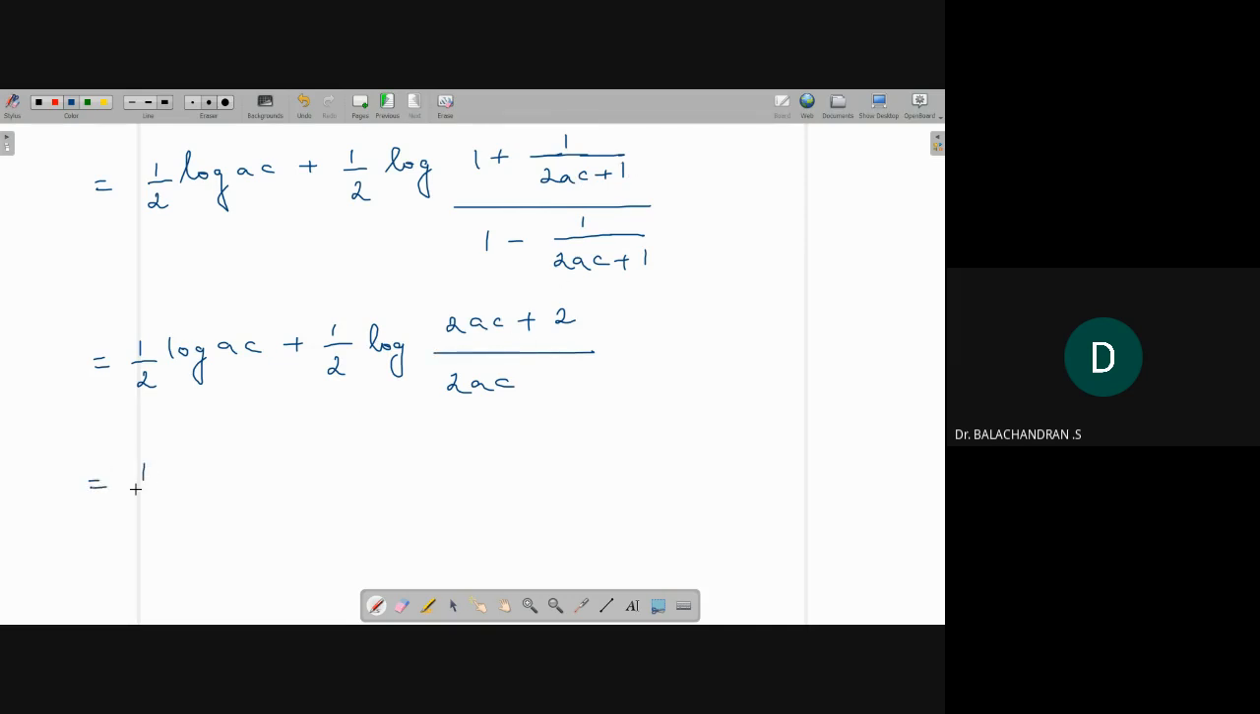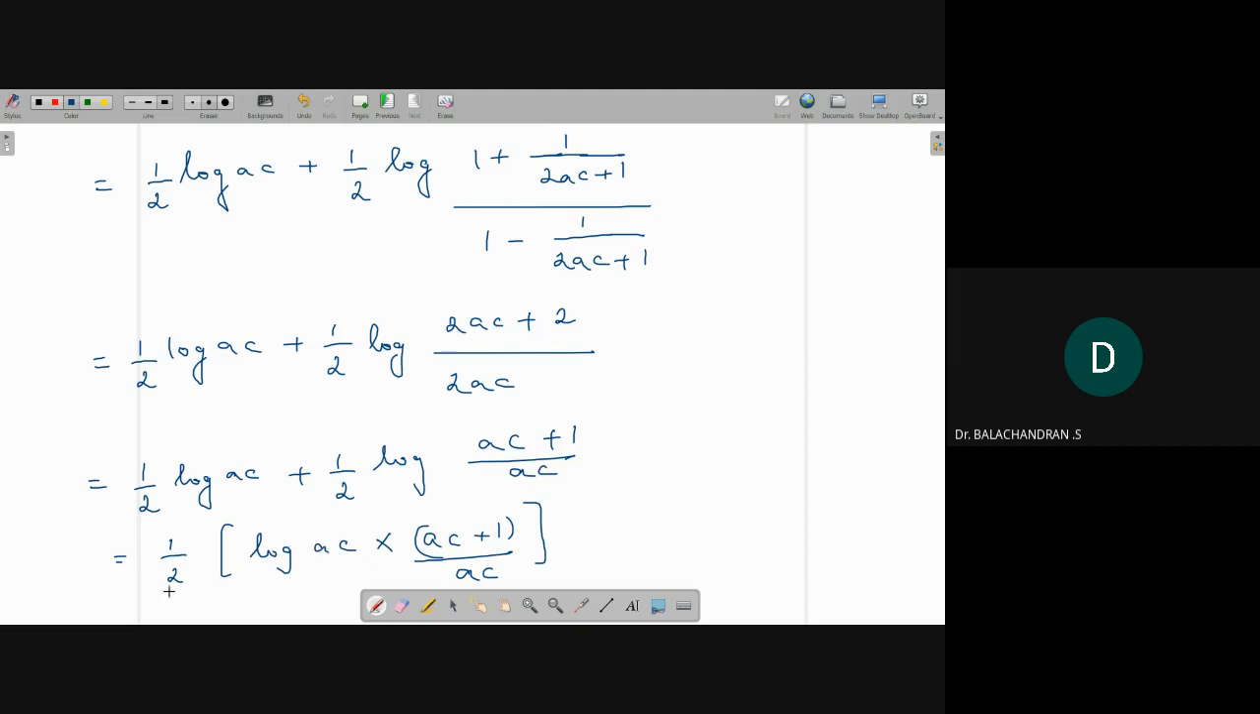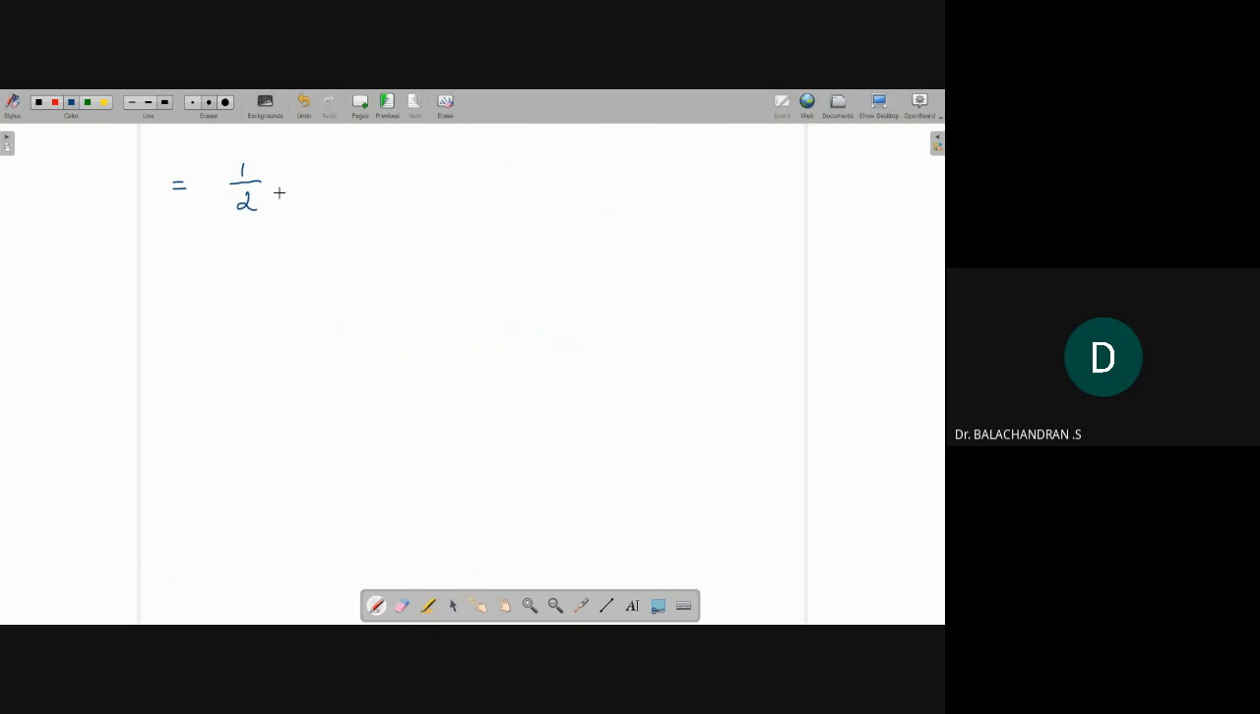So this is equal to half log ac plus 1 by 2 log, in the numerator take 2 commonly and then cancel out. So (ac plus 1) by ac. Take half commonly. So you have log ac plus log of (ac plus 1) by ac. By using the properties of logarithm, log A plus log B is log AB. So ac into (ac plus 1) divided by ac. You can cancel ac and ac. So you will get half log (ac plus 1).